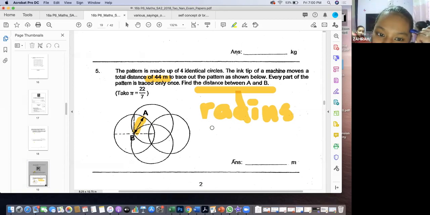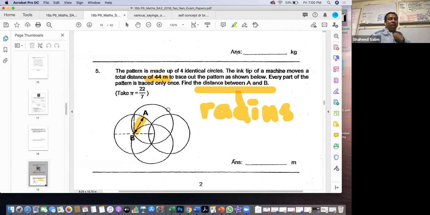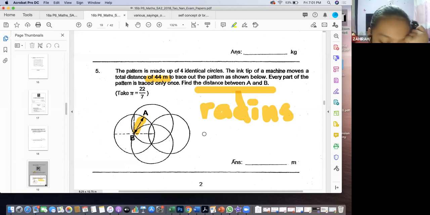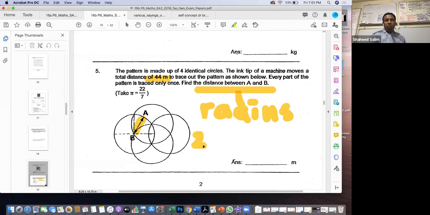So one circle is 11. Now can you find the radius? Yes, 11 divided by 2 is 5.5. Okay, so what formula do we write? Hold on, 2 times pi.